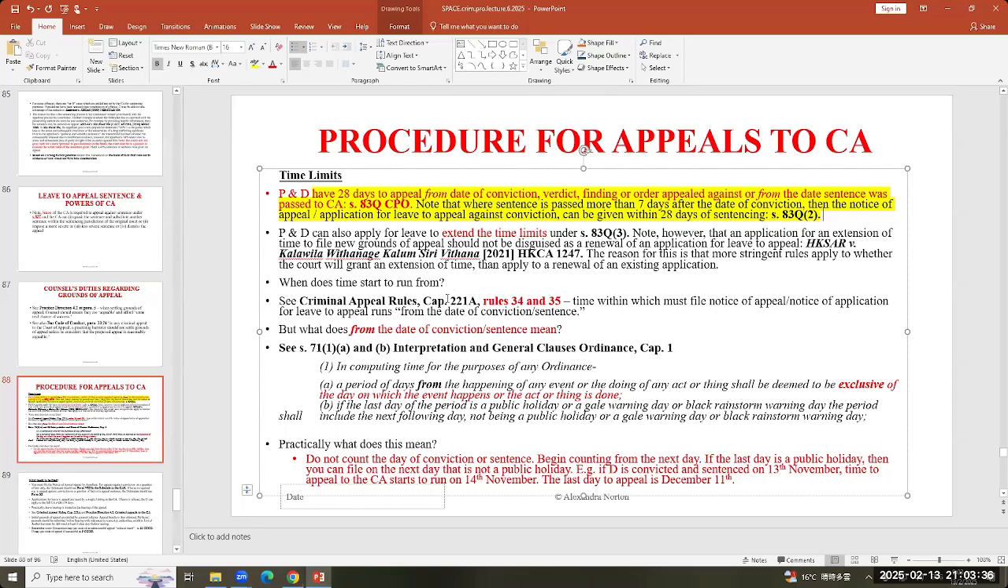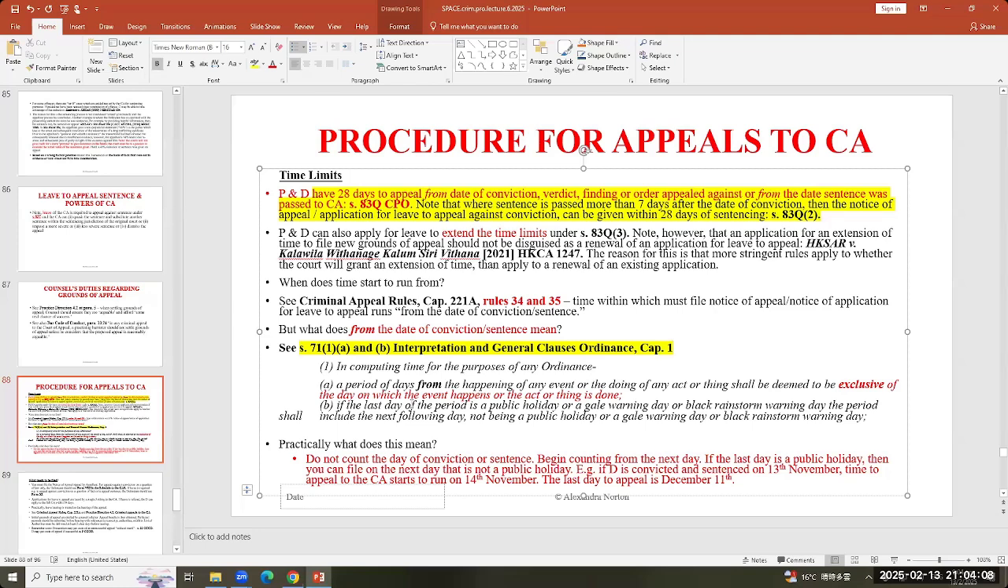And you can get an extension of time, but when does this 28 days start to run from? It's actually not clear in the Criminal Procedure Ordinance. You actually have to look at section 71 of Cap 1, Interpretation and General Clauses Ordinance, to tell you. So what that basically says is it's exclusive of the date on which something happens. So in other words, the 28 days starts to run from the date after conviction or sentence. So the day of conviction and sentence is like day 0, day 1 starts the next day.